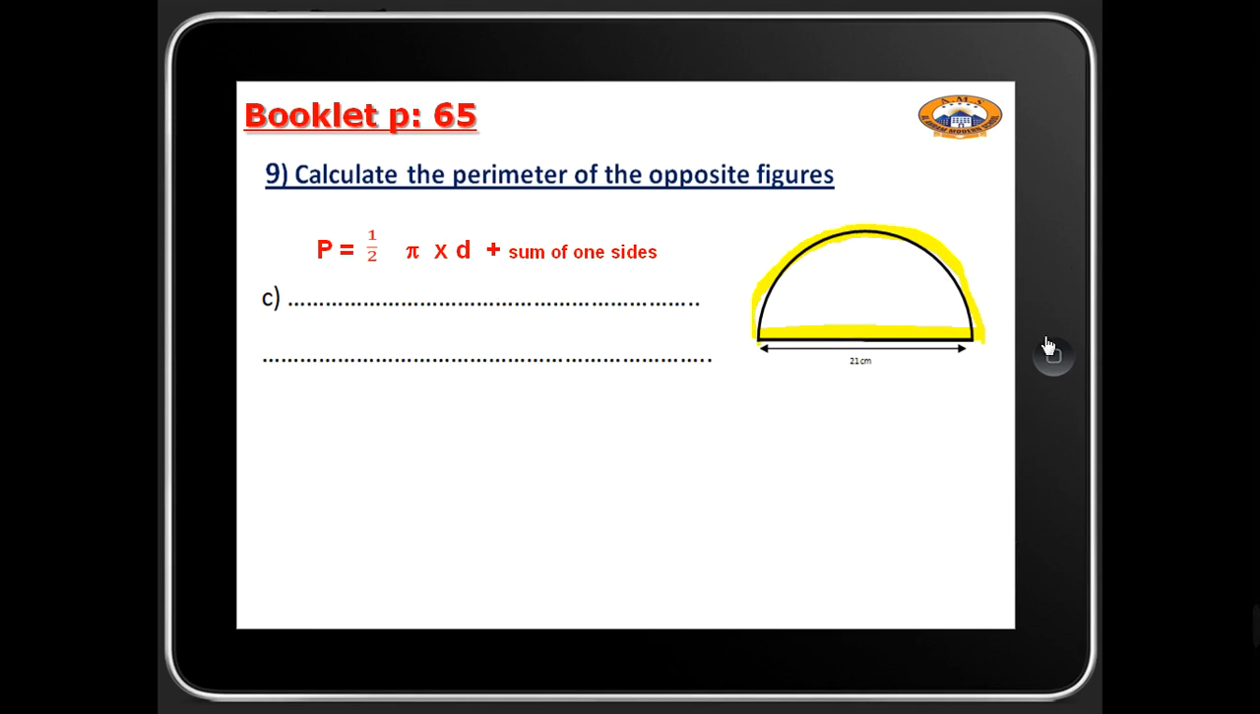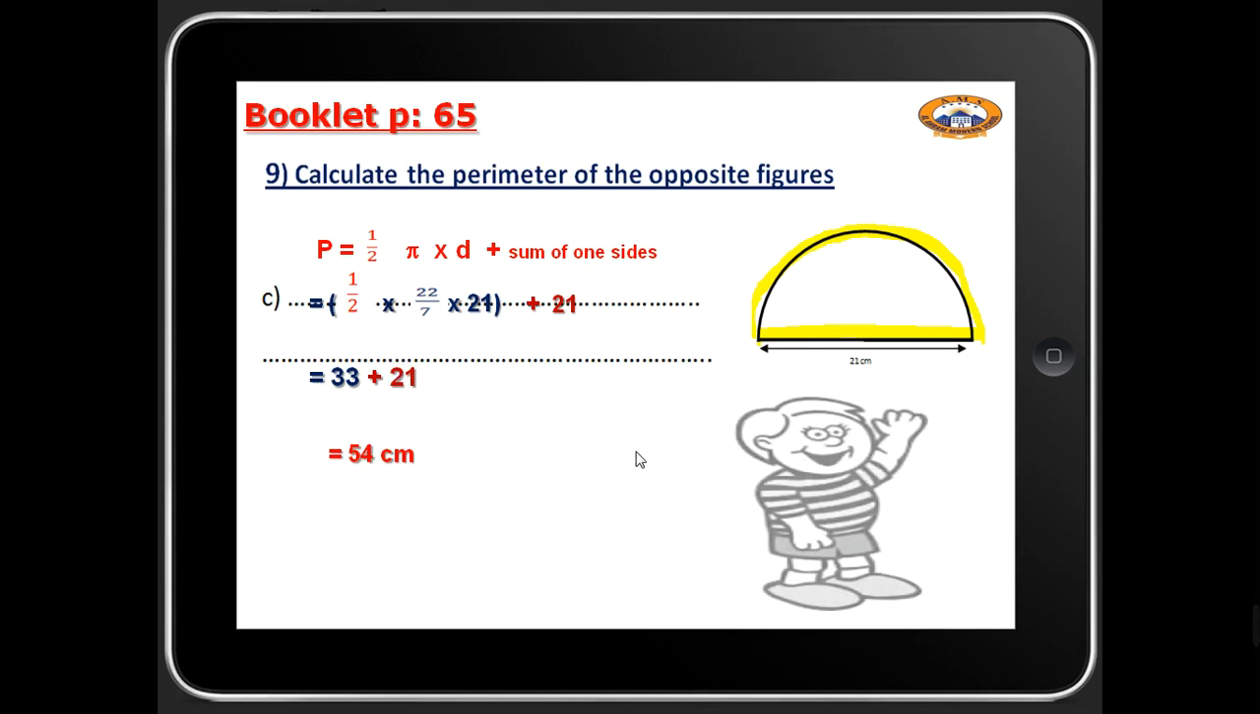This is the side I also have to add to get the perimeter of the whole shape, my dear student. So now we're going to add it. It's half times 22 over 7. This is pi, and this is also a constant, times 21, which is the diameter length of this circle, plus what? Excellent, my dear student, plus 21 is the sum of this side. So when we calculate all of these numbers, this will give you 33 plus 21. This means that the perimeter of this shape is going to be 54 centimeters.